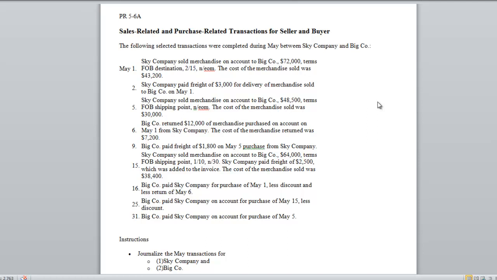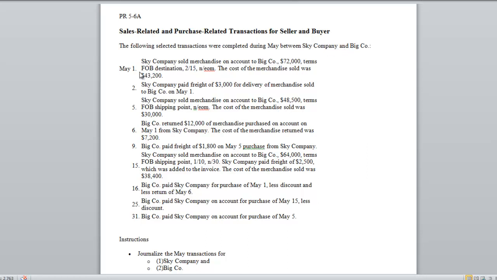Okay guys, now we're going to take a look at the same problem but from the buyer's perspective. So remember, as the buyer, or a big company here in this example, transactions are going to look different. It's the exact same transactions, but when we were the seller, we would record the transactions in one way because it impacts us in one way, and it's going to impact the buyer differently.